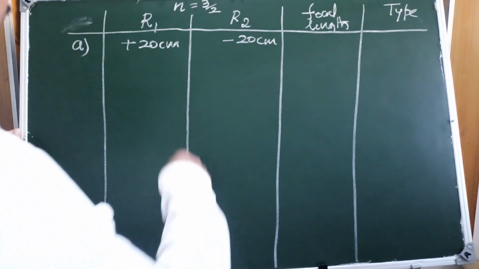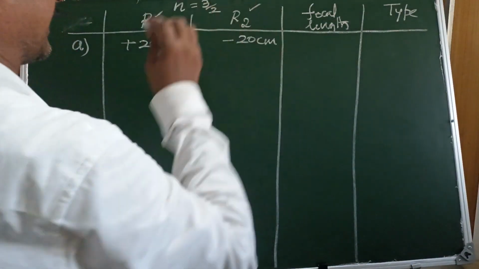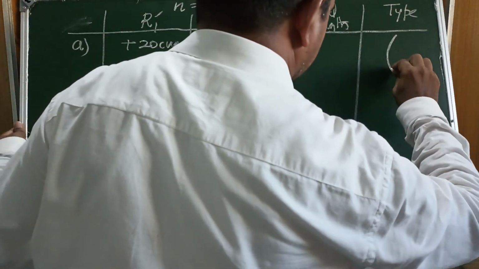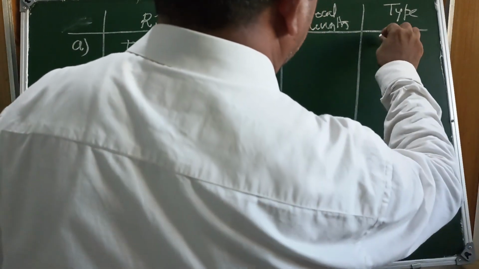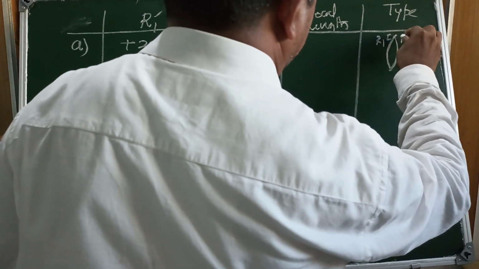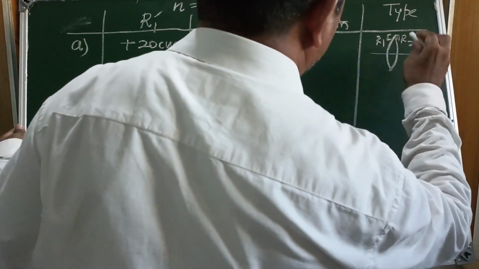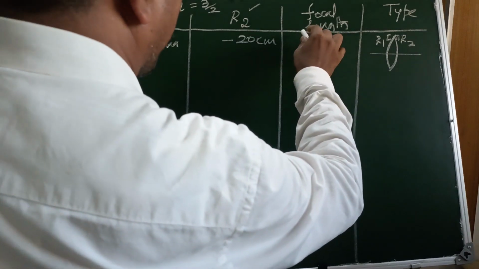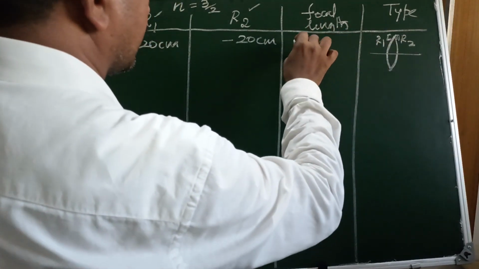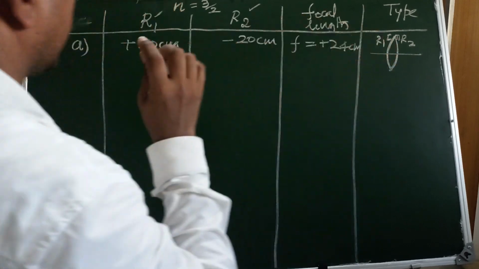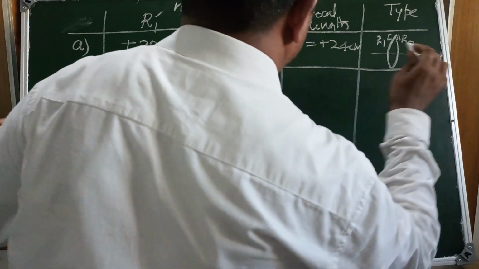A. Here R1 is positive and R2 is negative. This is for a convex lens. In the case of a convex lens, here R1 is the first refracting surface and R2 is the second refracting surface. It is possible in case of a convex lens. And the focal length we got is positive for a convex lens, plus 24 centimeter. This is the first type of the lens.